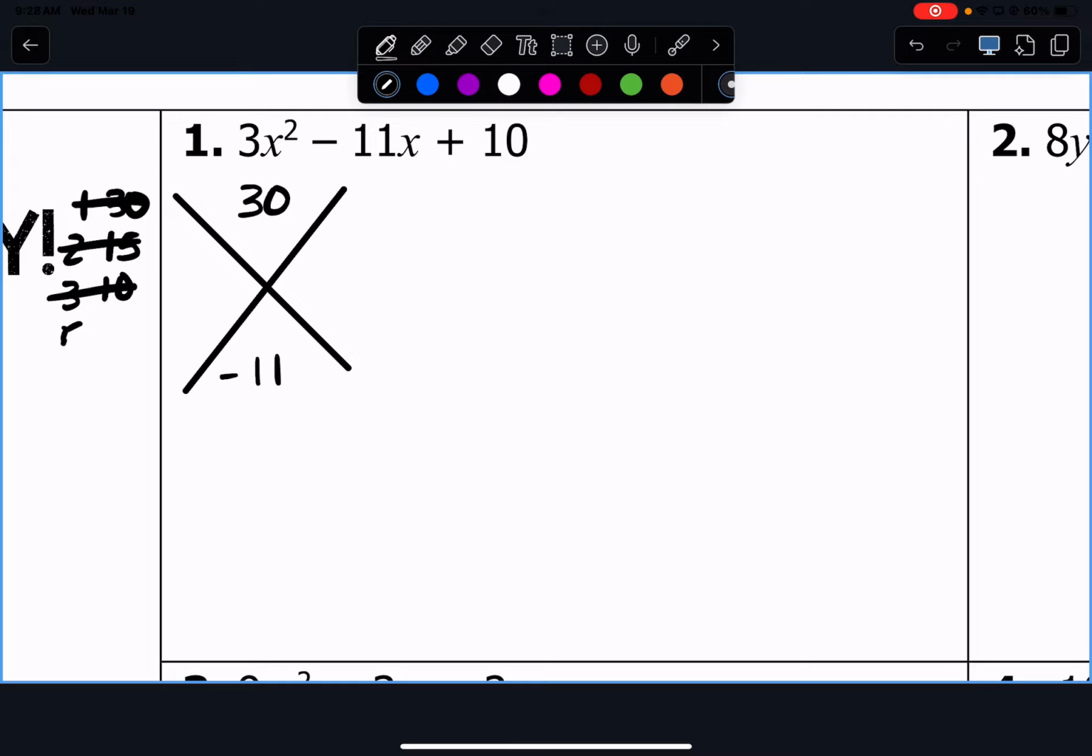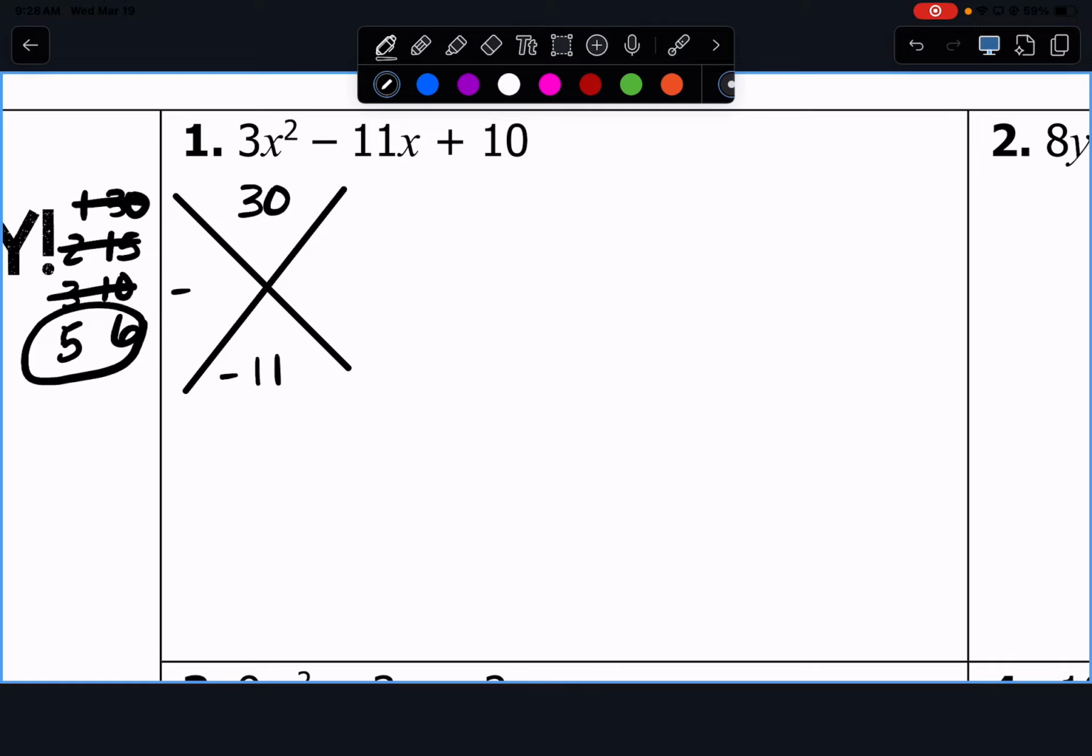Okay, 1 times 30 gives us 30. 2 times 15 gives us 30. 3 times 10 gives us 30. 4 can't go into 30, right? And then 5 times 6 gives us 30. I just work my way through all the numbers if I don't know. If I look at it and I don't know, I just go through all the numbers until I find one that does work. So for 5 and 6 to work, what signs do we need?